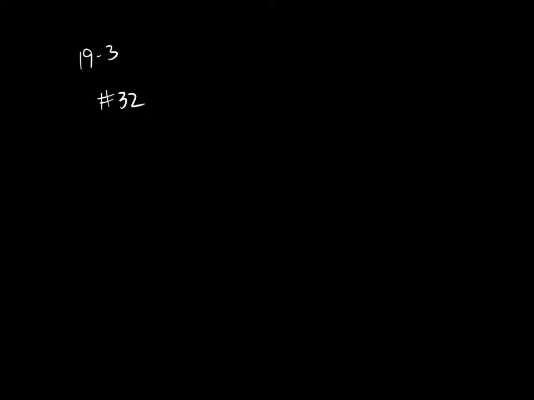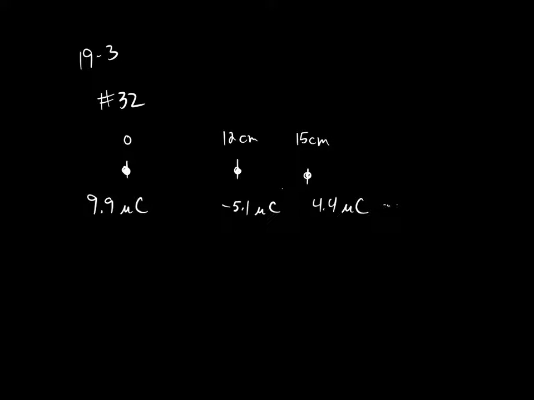Nice and loud. 3 point charges lie on the x-axis. Charge 1, plus 9.9 μC, is at the origin. Charge 2, negative 5.1 μC, is at x equals 12 centimeters. And charge 3, 4.4 μC, is at x equals 15. What are the direction and magnitude of the total force exerted on charge 3? Okay, check that I have everything right just to make sure.